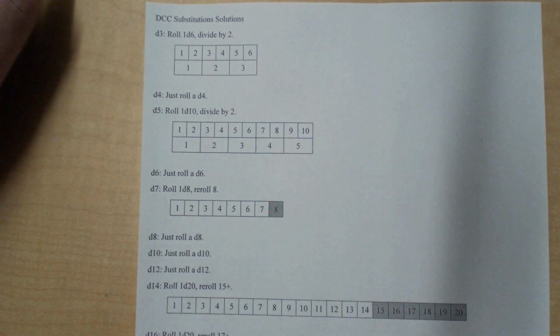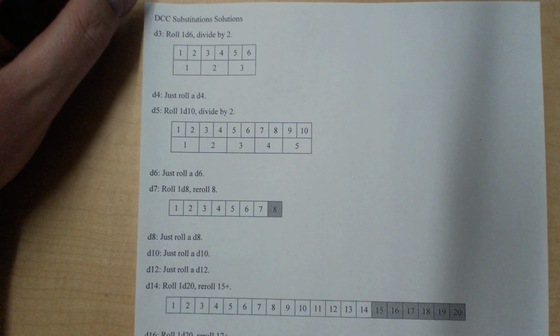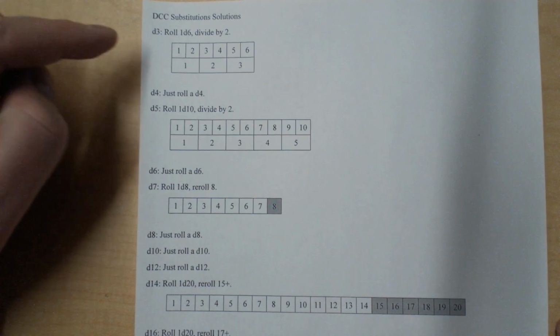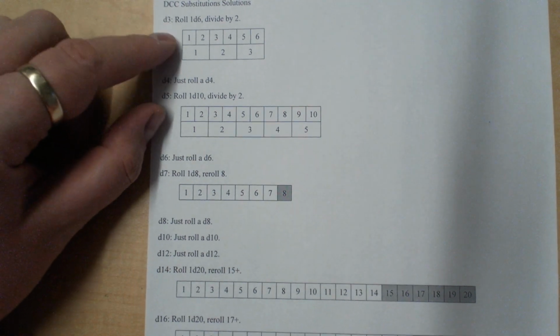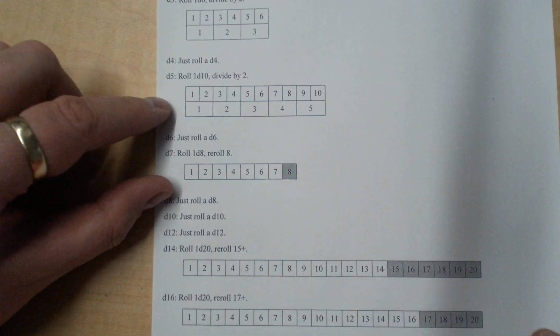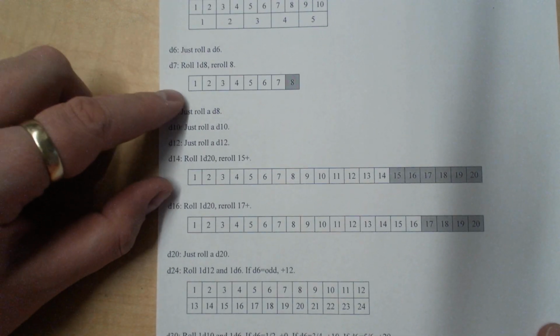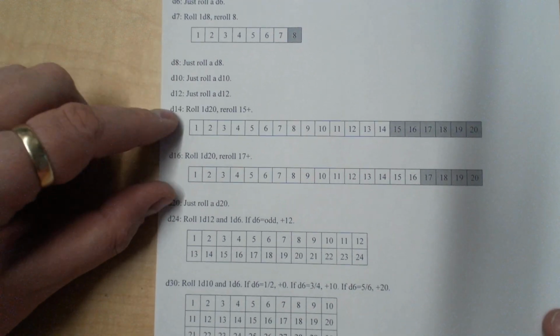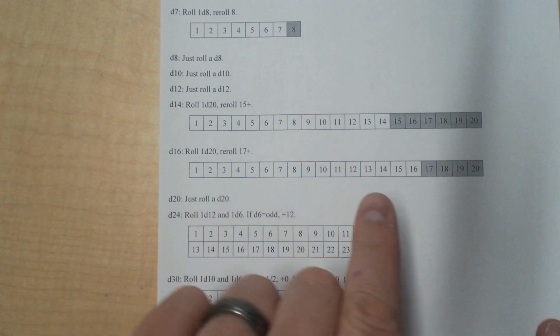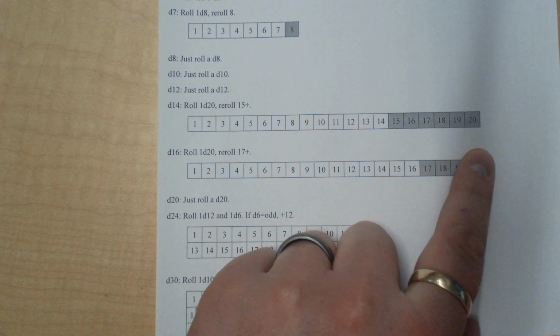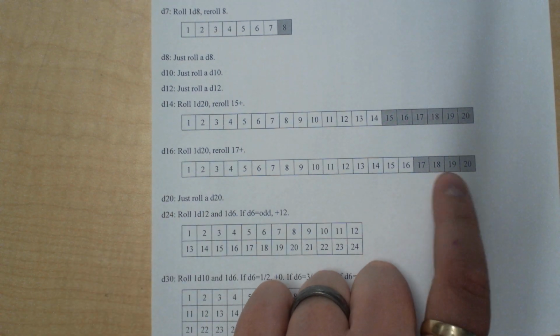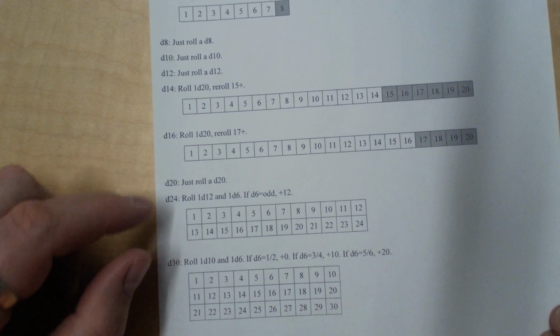You can go to a random number generator online. That's what I did when I was making those characters. Or DCC provides these substitutions. Roll a D6 and divide by 2, or roll a D10 and divide by 2. Roll a D8 and re-roll the 8s. Roll a D20 and re-roll all of the numbers bigger than 14. Roll a D20 and re-roll all the numbers bigger than 16.